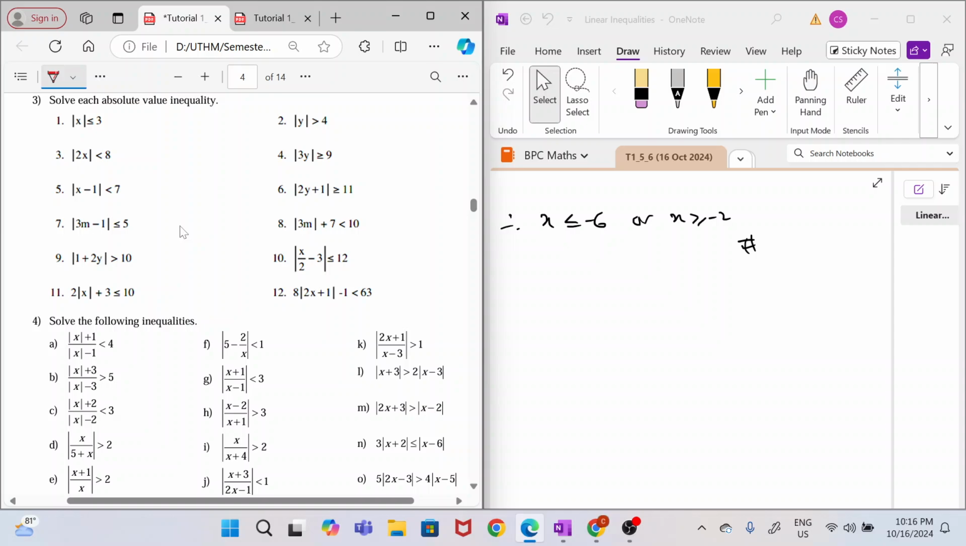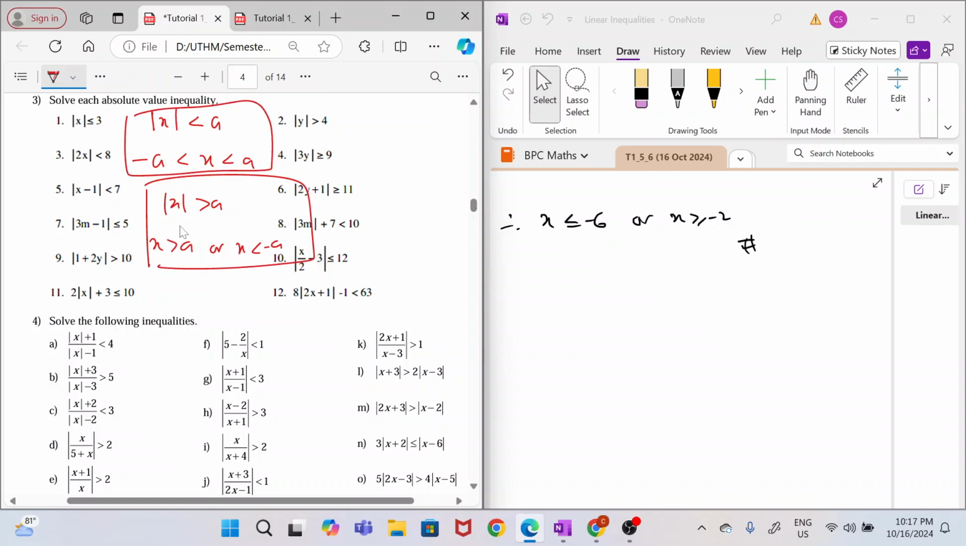Number 3, if mod x is less than a, what formula do you have to use? Negative a less than x less than a. If mod x is greater than a, then x is greater than a or x is less than negative a. So that's how you have to use either this one or this one to answer the third part of the question. Okay, that is number 3.